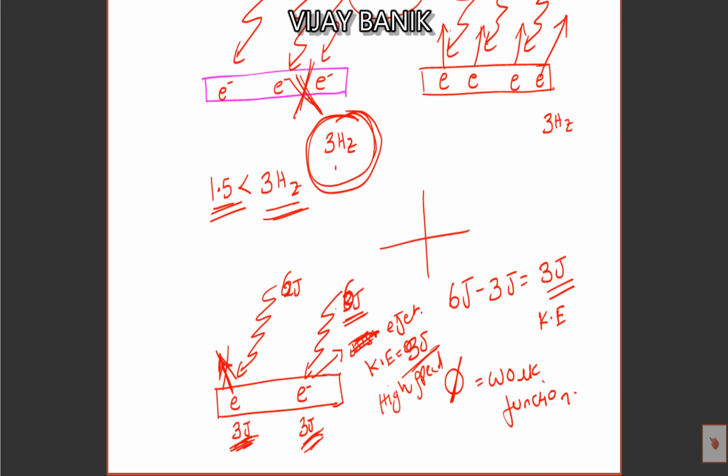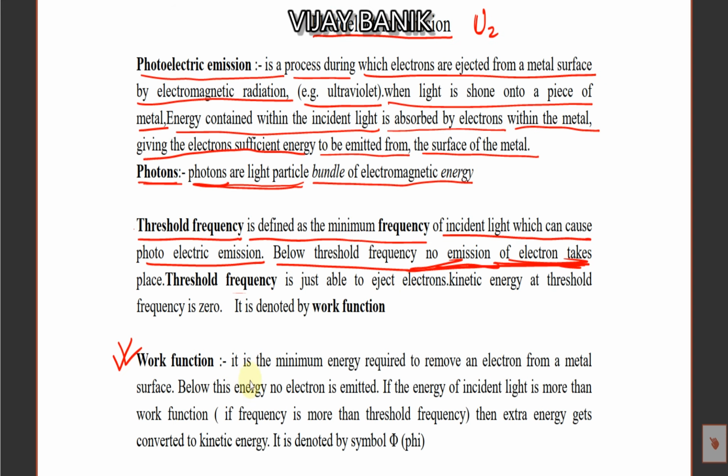So let me read this. They wrote, it is the minimum energy required to remove an electron from a metal surface. It is measured in joules. Just like below threshold frequency there is no emission, below this energy, below work function, no electron is emitted.